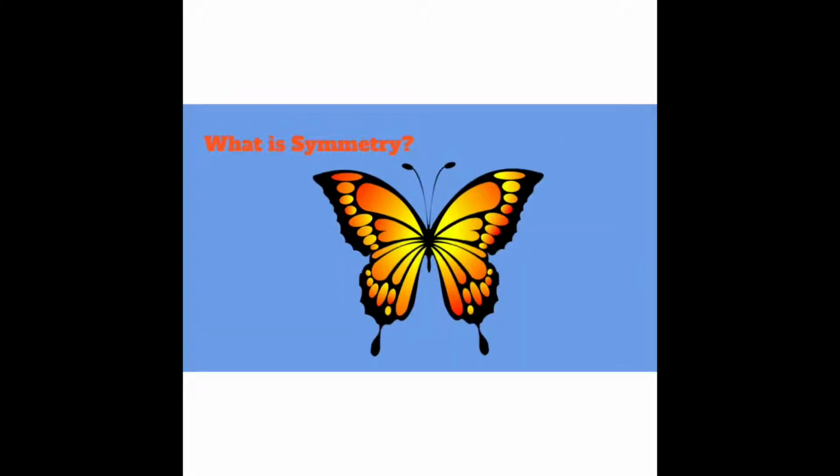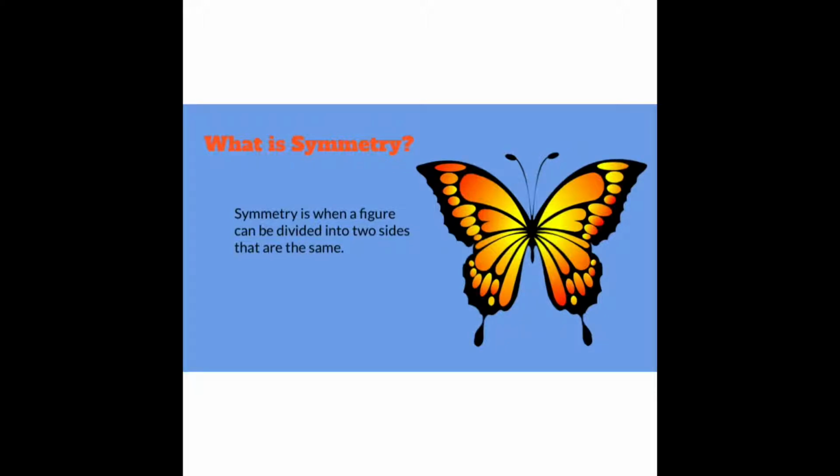So, what is symmetry? Before we ask that question, I want to ask you, if I draw a line right here, what can you tell me about this side of the butterfly when you compare it to this side of the butterfly? You guys know this. They're the same. That's symmetry. So the definition of symmetry is when a figure can be divided into two sides that are the same.